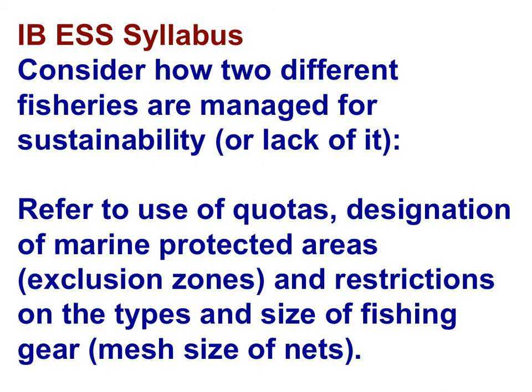Here is a relevant IB syllabus statement. Consider how two different fisheries are managed for sustainability. Refer to the use of quotas, the designation of marine protected areas, in other words, exclusion zones, and restrictions on the types and size of fishing gear, specifically the mesh size of nets. Now, I've already spoken to quotas and the designation of marine protected areas. Now let's look at the gear, the mesh size of nets.